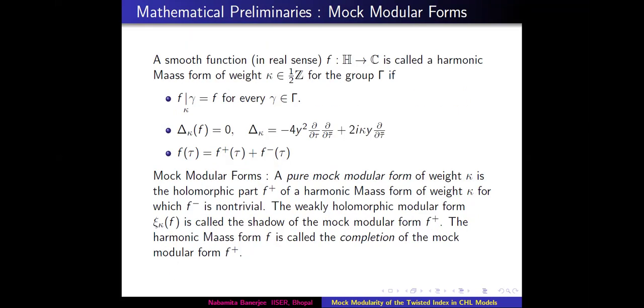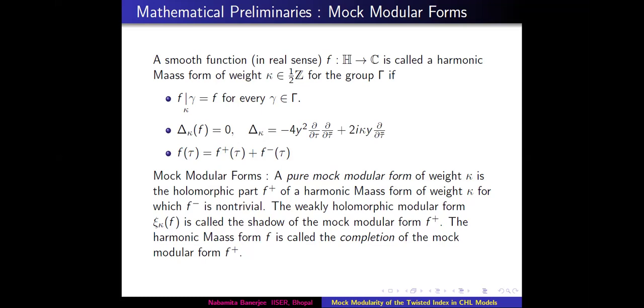Okay, so let me just reiterate it once more. A mock modular form, you might be seeing here a word pure, because this definition is really for pure. And that also tells us that there is something which is not pure and those also appear. But let us not get into that kind of detail. So a mock modular form of weight k is the holomorphic part F plus of a harmonic mass form of weight k for which F minus is non-trivial, as I said. And the weakly holomorphic modular form is called the shadow of the mock modular form F plus.